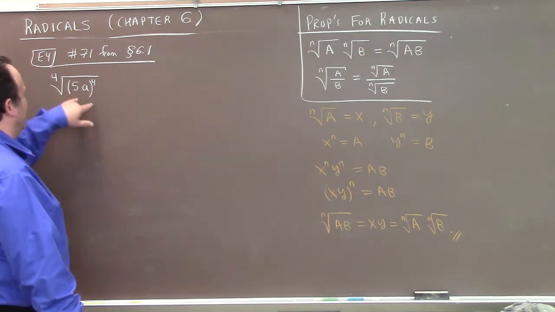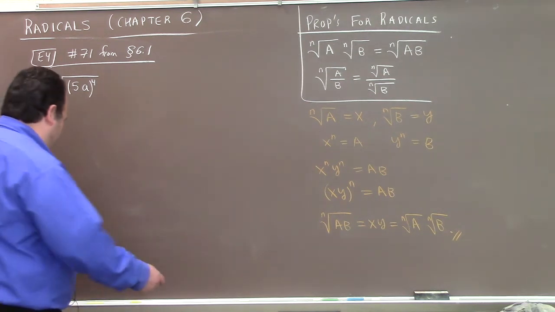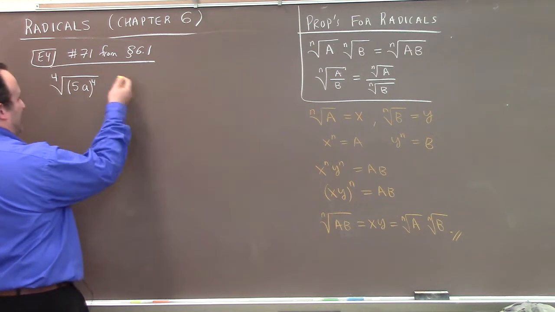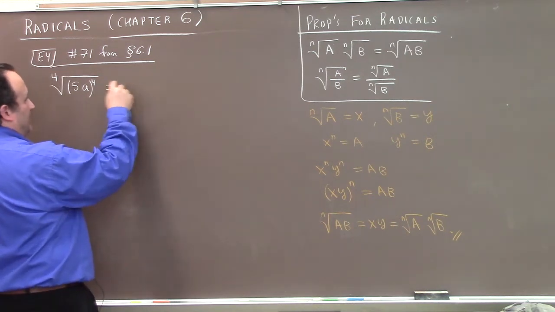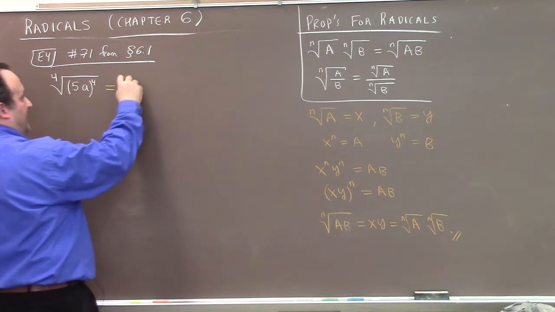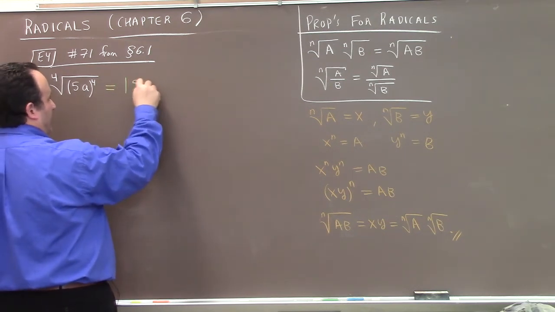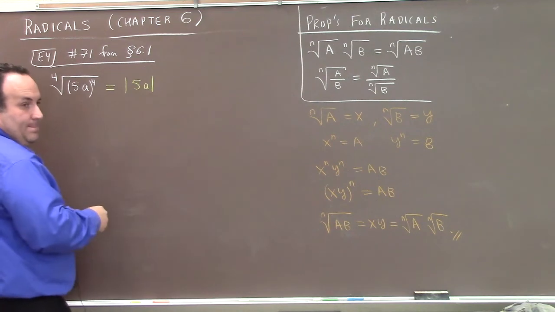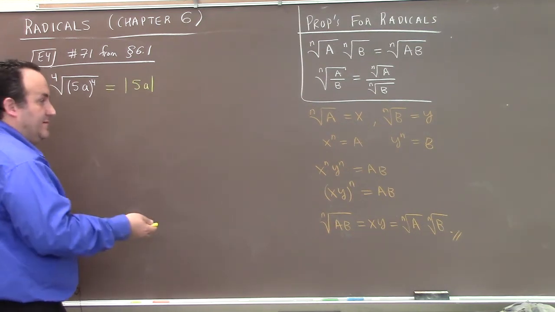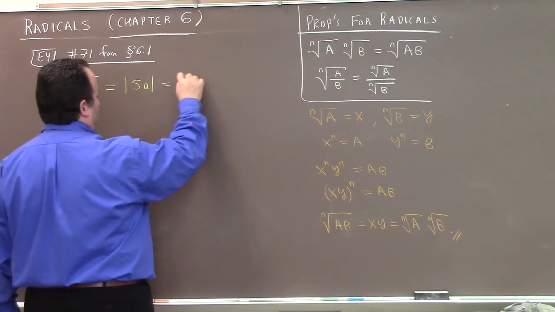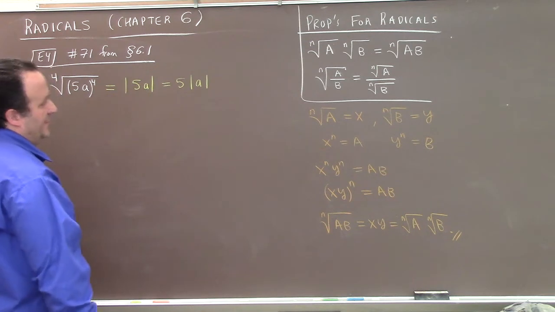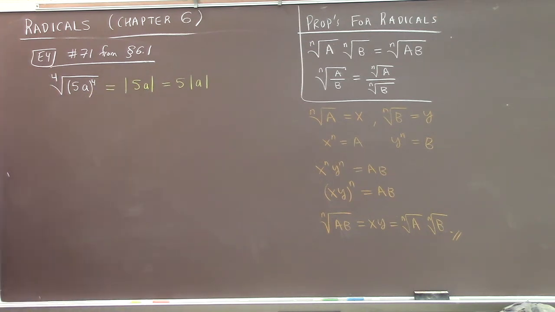What would this be? I'm sorry, I'm a dummy. I didn't need the property over here, because I could have just done what? It's the fourth root of something to the fourth power, right? So that's the absolute value of 5a. And that is 5 times the absolute value of a. I see. Okay, fine. They didn't need the property yet.